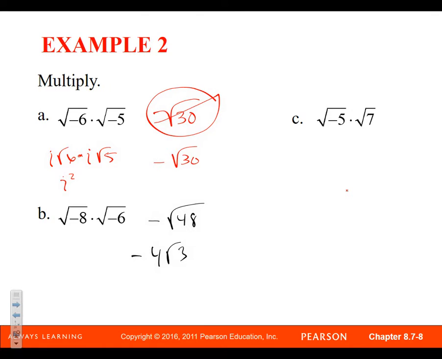So, Peyton, the first one has a negative in there. That becomes i square root of 5 times square root of 7. So i square root of 35. Cool?